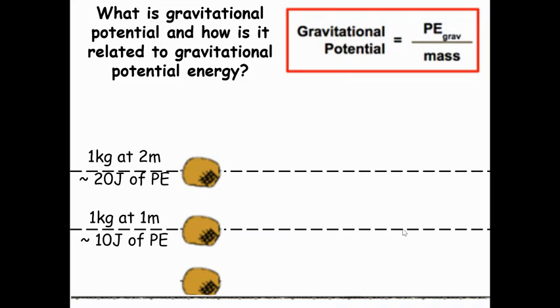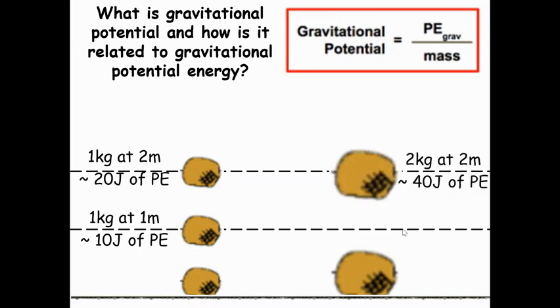Okay, so this is a bit of review. We can calculate potential energy just fine. What if we take another rock with more mass? Let's say a rock that has double the mass. Well, this rock that is 2 kilograms at a height of 2 meters now has double the potential energy. So they're both at the same location, but they have different energies.